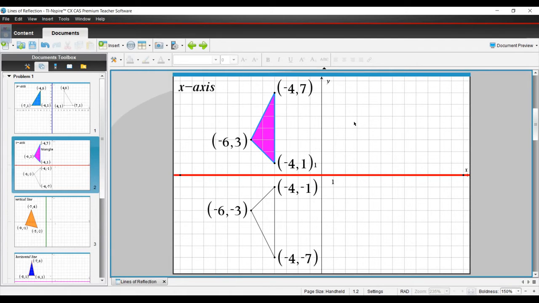So when we compare these coordinates, take a look at what's the same and what's different. Well, what do you see that's the same? -4, -4, -4, -4, -6, -6. This time it's not the y values that are the same, it's the x values that are the same. And take a look at those y values. 1 and -1, 7 and -7, right? 3 and -3. So what happened? The x values now are the same and the y values now are the opposite.